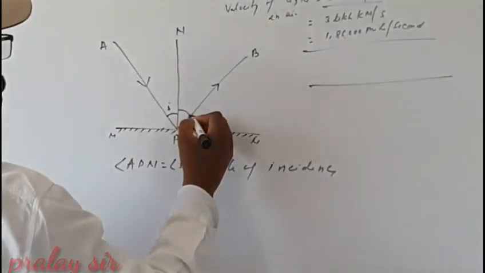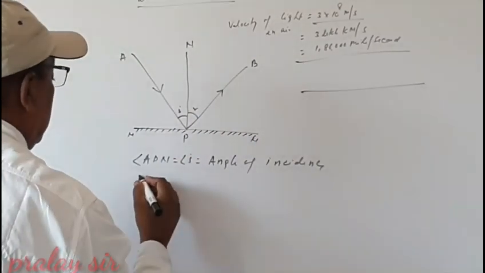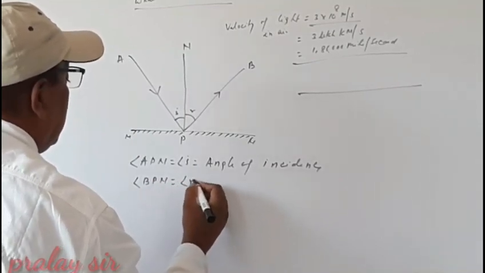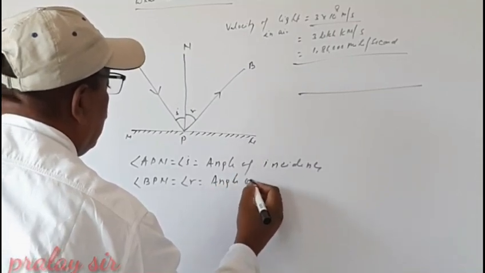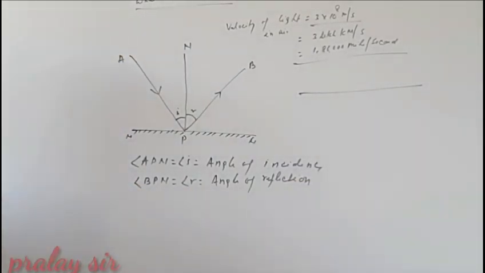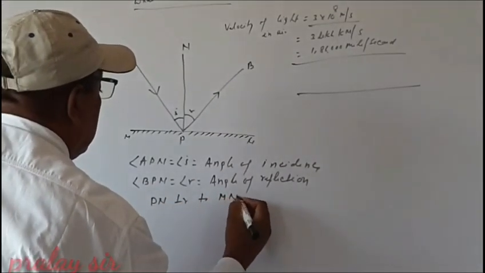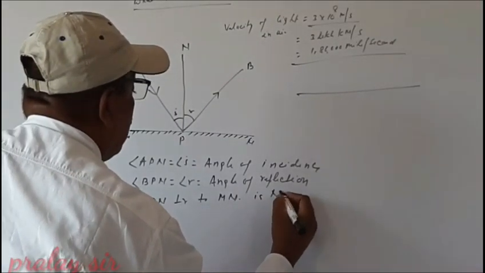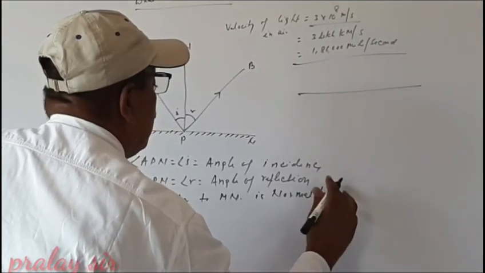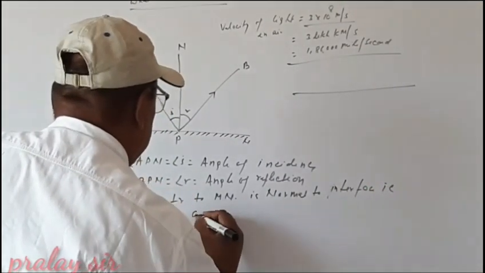And this is angle R, this is known as NPB, we can say BPN also. This is angle R, this is your angle of reflection. PN is the normal. PN is perpendicular to MN, which is the interface, that is normal to the interface at point P.